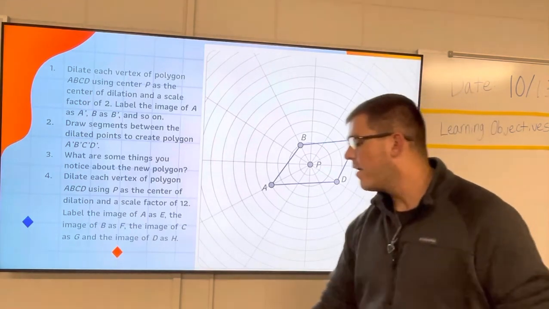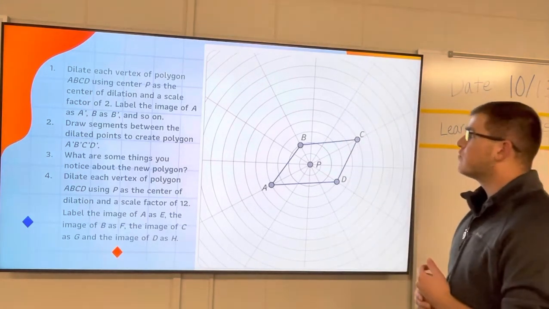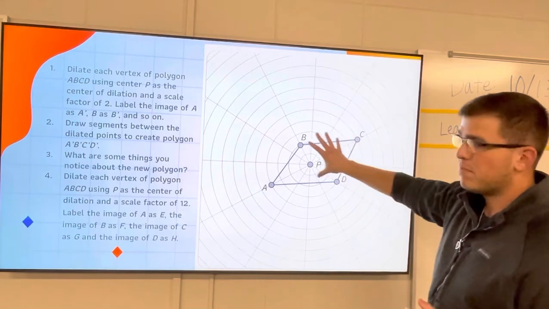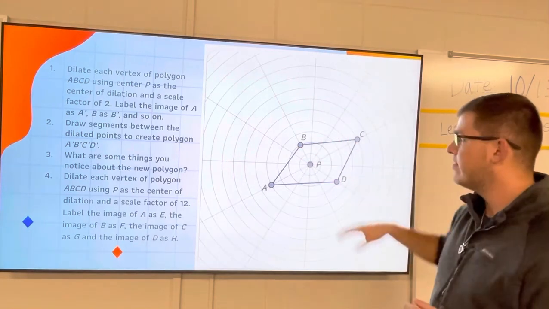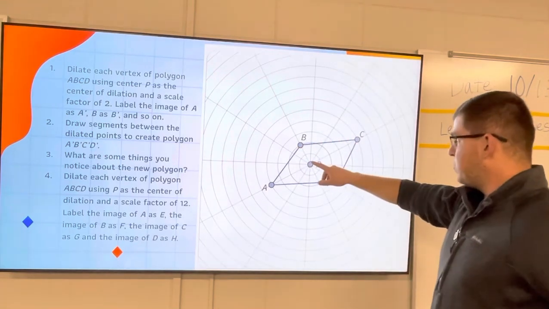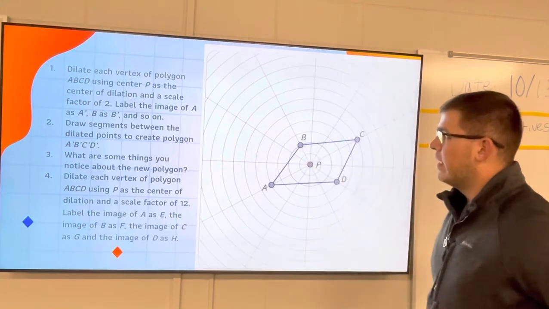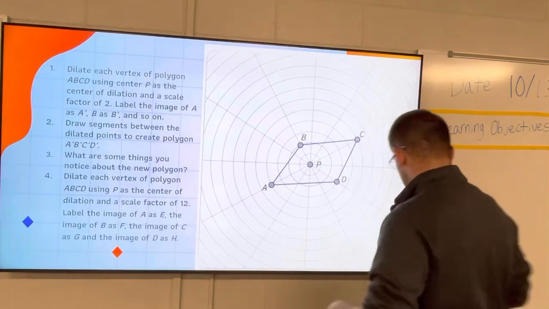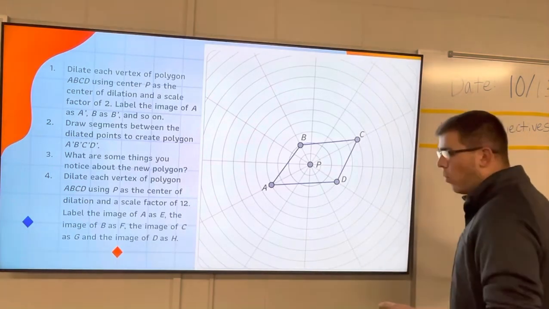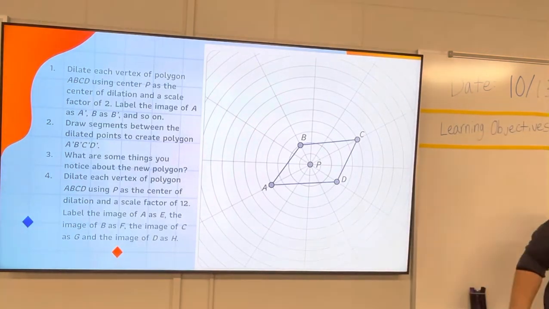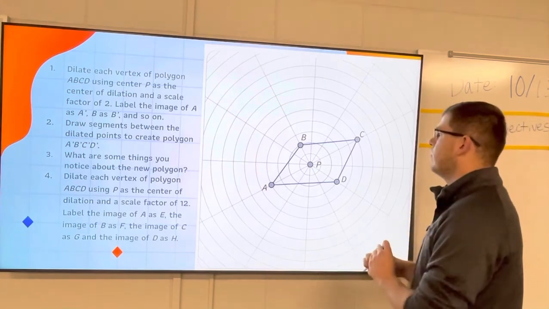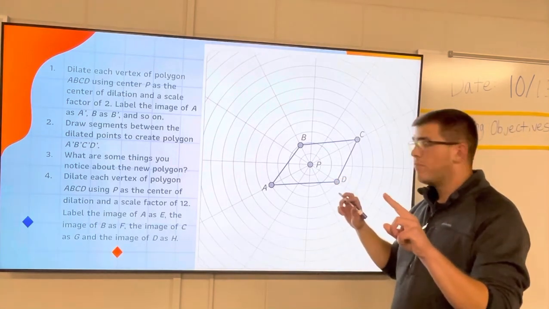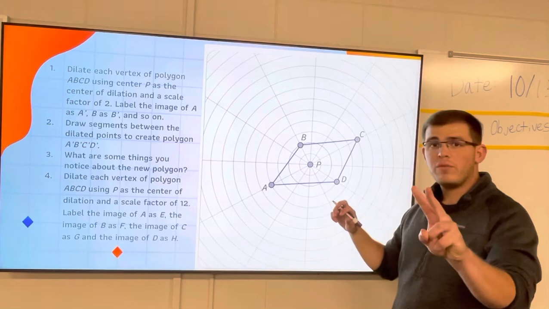So your first task is to dilate each vertex of this polygon. This is a polygon, 4 sides, 4 points, using this center P as the center of dilation and a scale factor of 2. So let's work with 1 just as an example. We just worked with 1 where the scale factor was 3. Now we're doing it with 2.